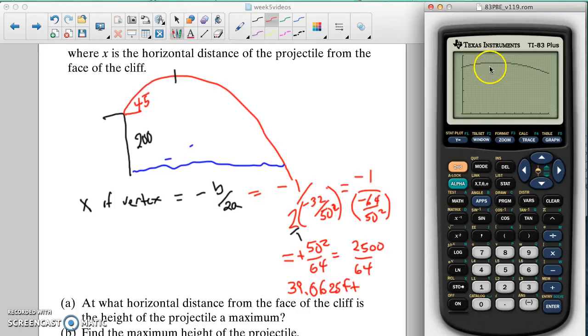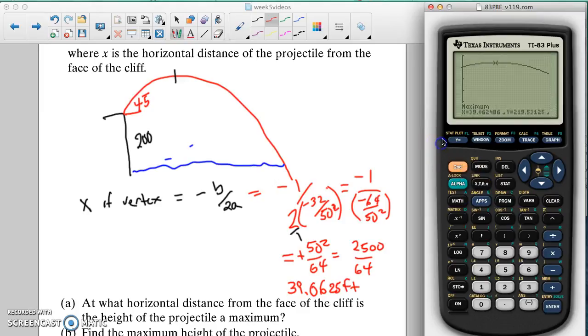Okay, so it looks like the maximum is somewhere in here. So let's find that by using second calculate. We're going to find the maximum, which is number 4. Enter. It says left bound. Let's go to the left where it looks like it's going down a little bit on the left hand side. Okay, we push enter. Right bound, we're going to move to the right hand side of this almost flat line, it seems. Enter, and then guess. I'm going to guess somewhere in the middle of that. Enter.